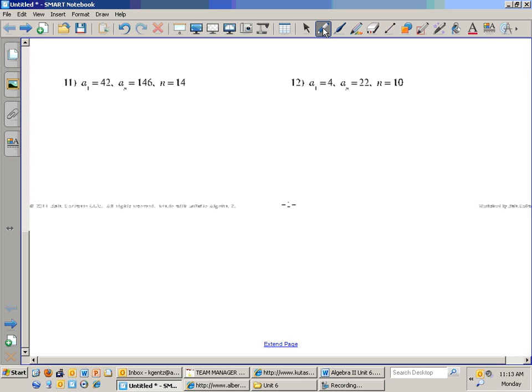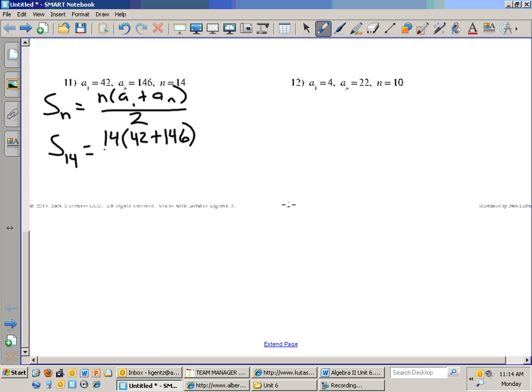Number 11, again, it wants the sum, and S sub n is equal to n times a sub 1 plus a sub n all over 2. So you're trying to find the sum of 14 terms. Do you know what n is? 14. Do you know what a sub 1 is? 42. Do you know what a sub 14 is? 146. So, they give you those pieces. It's just not written in sigma notation.